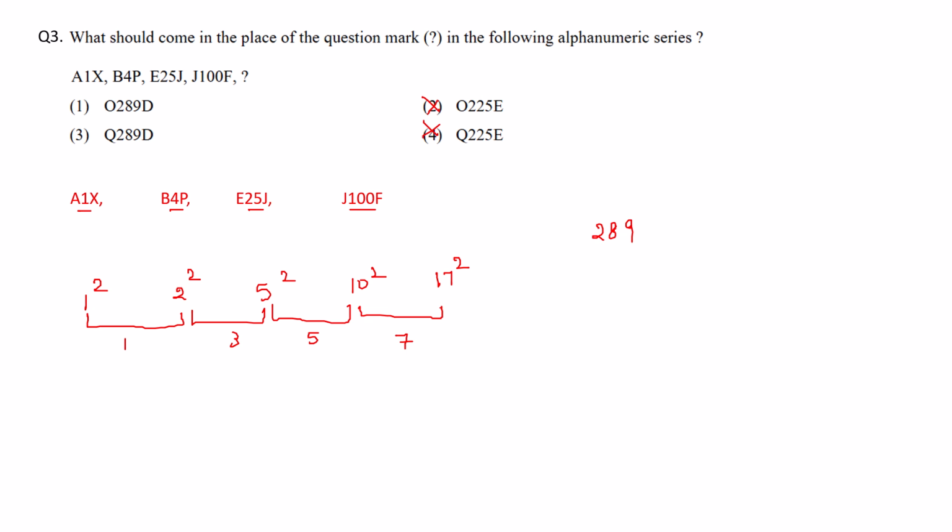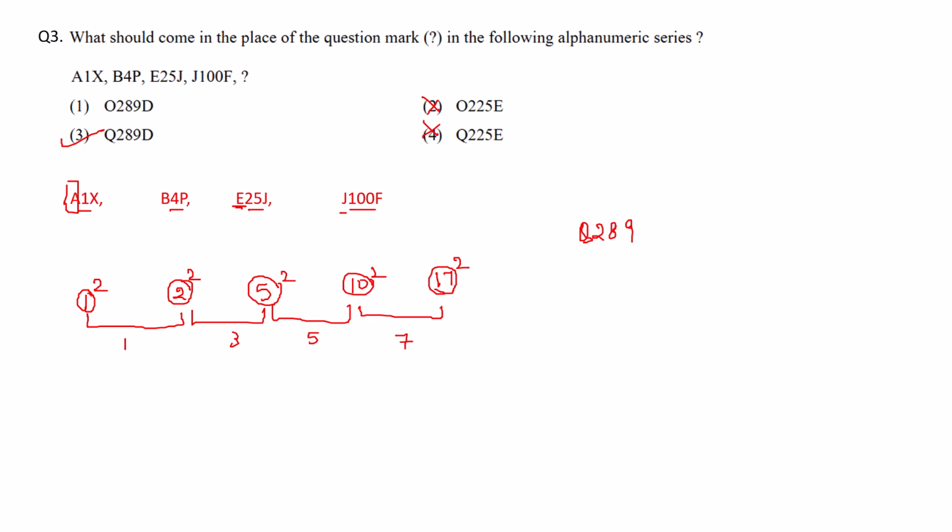Now let's find any one alphabet, what it should be. So in alphabetical order, A is in the first place, B is in the second place. So this is the position, first place, second place. Now E is in the fifth place in alphabetical order and J is in the 10th place. So you have to find which letter will come in the 17th place. So in the 17th place, Q will come. And if you see the options, only the third option has Q. So no need to find the last letter, just the third will be the correct option.